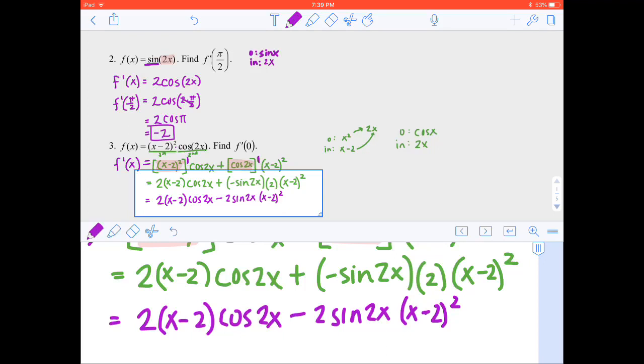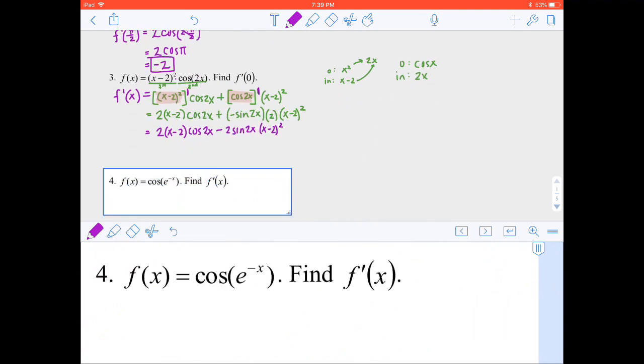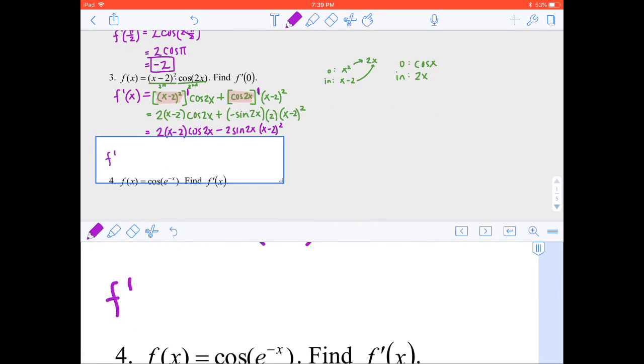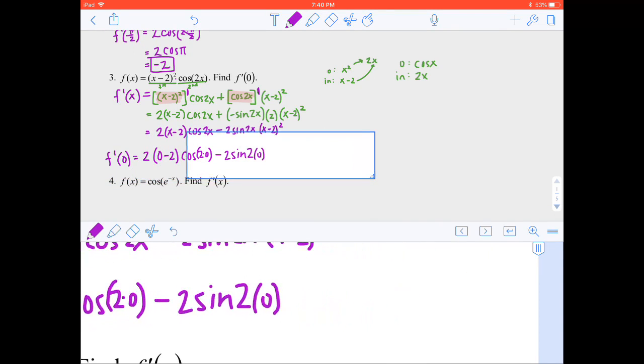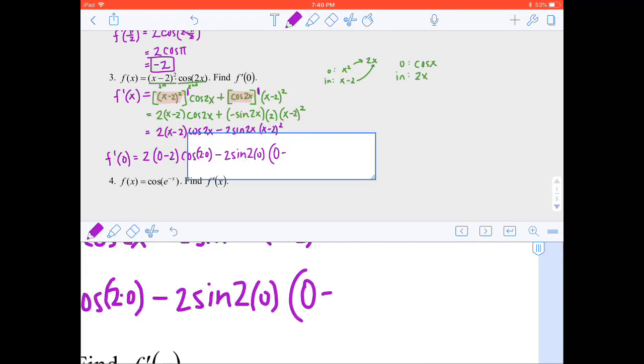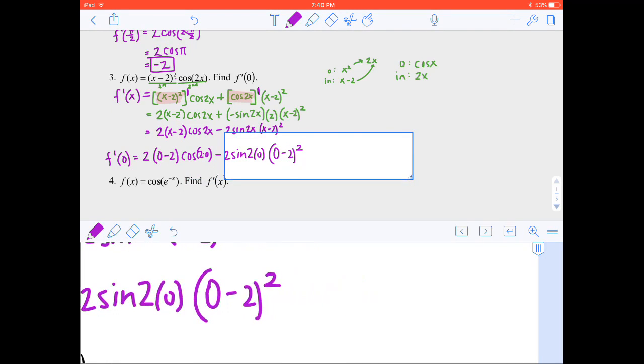Oh, and we need to plug in 0, actually, so let's go ahead and do that. We need to find f prime of 0. So take 2, plug in 0, cosine of 2 times 0, minus 2 times sine 2 times 0, times 0 minus 2 squared. And this should all simplify to negative 4.